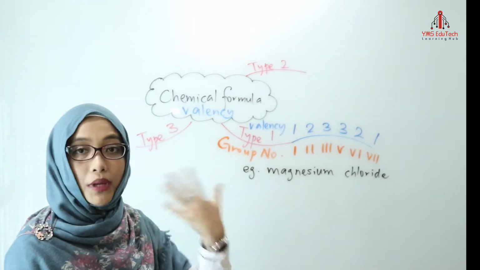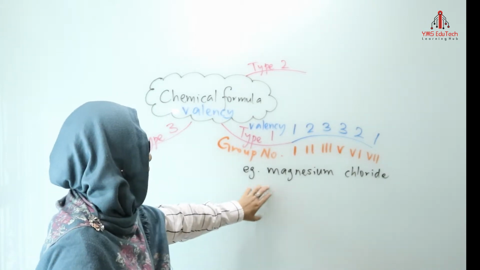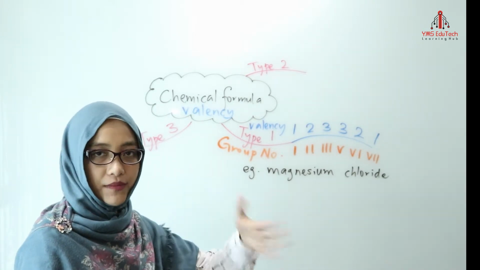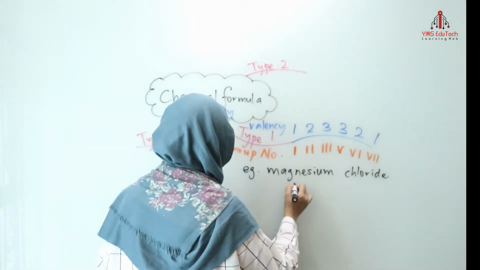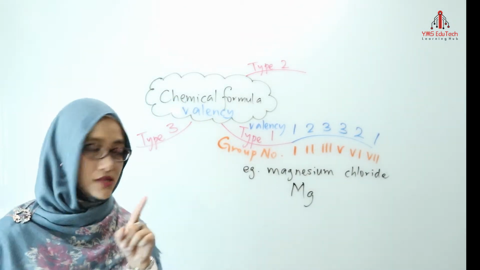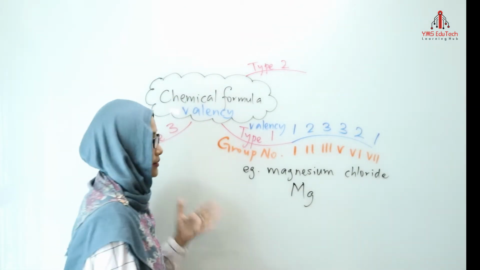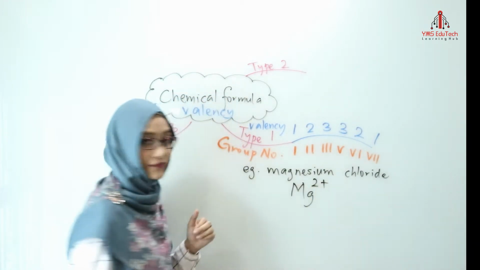Okay, I'm going to show you the common mistake that students make, and then after that we're going to do the correction together. So magnesium, students know that when they flip the periodic table, magnesium belongs to group 2. They're going to write down Mg. And then watch this. Usually students know that magnesium comes from group 2, so it will carry a 2 plus charge.